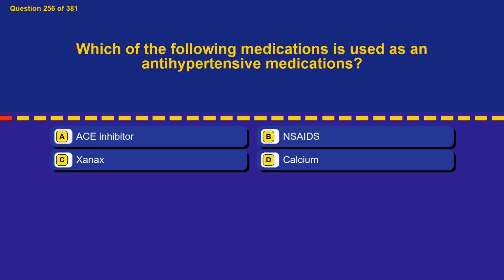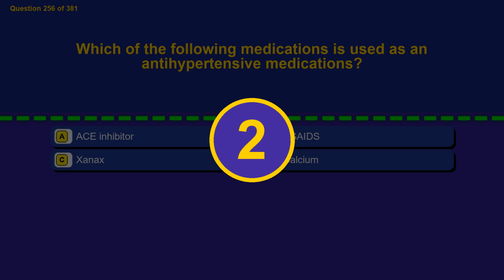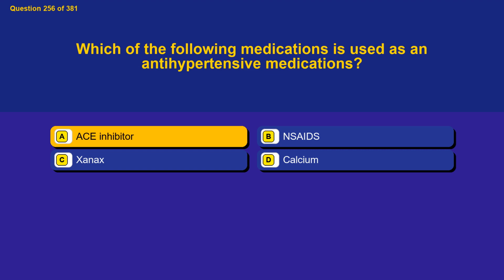Question 256. Which of the following medications is used as an antihypertensive medication? Option A, ACE inhibitor. Option B, NSAIDs. Option C, Xanax. Option D, calcium. The correct answer is option A, ACE inhibitor.